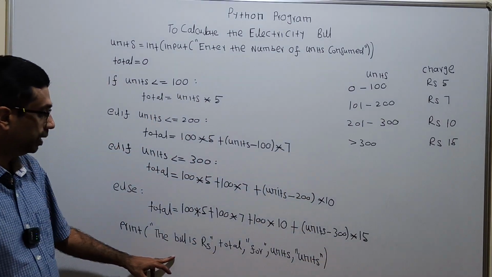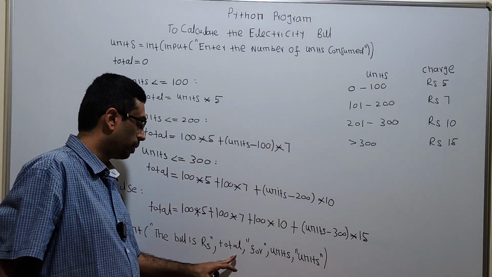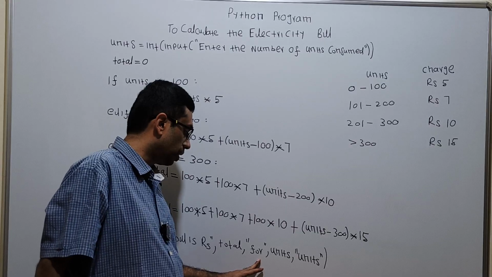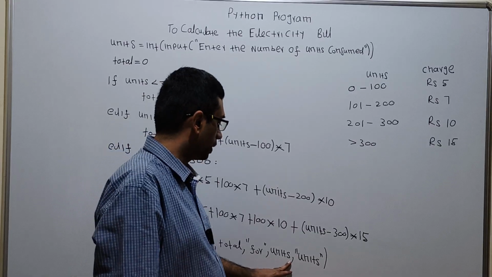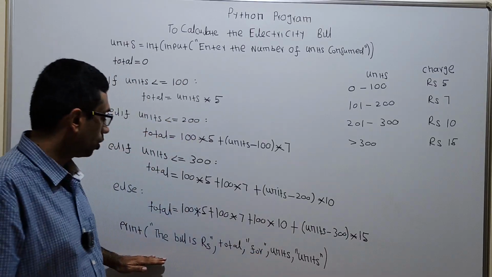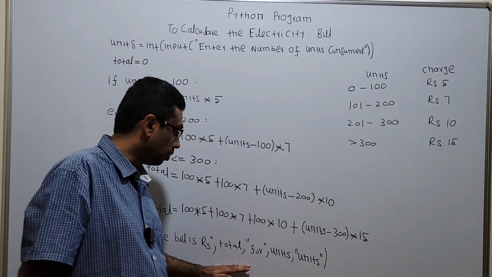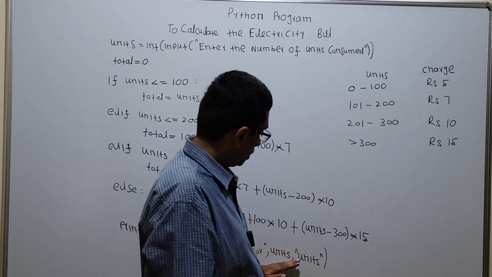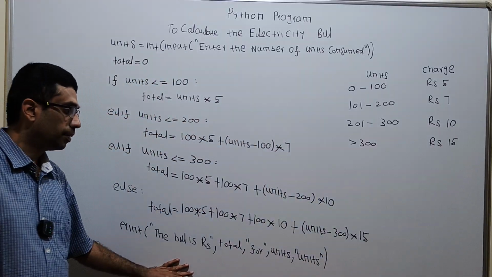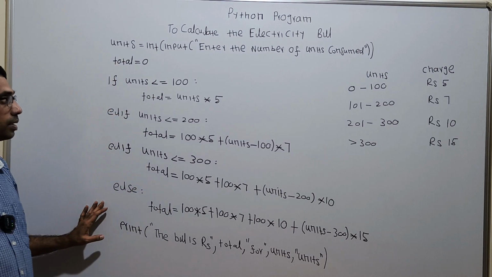So it will print the bill is rupees followed by the total amount which is calculated, and for is the string followed by units. That means number of units consumed and followed by units. So the total bill is rupees amount for number of units followed by the string units. So this is my output. Now we will discuss how this structure works.